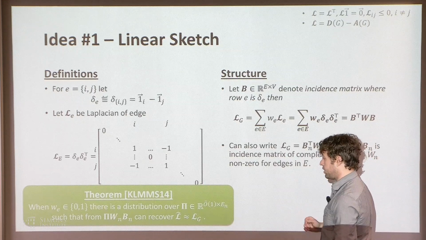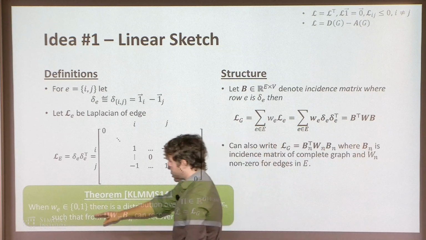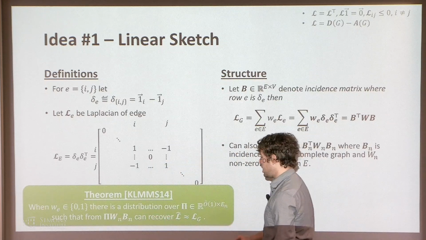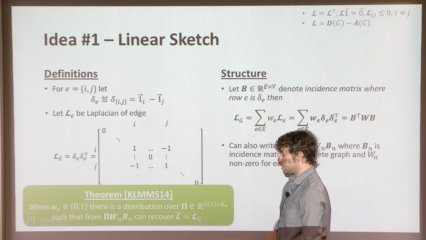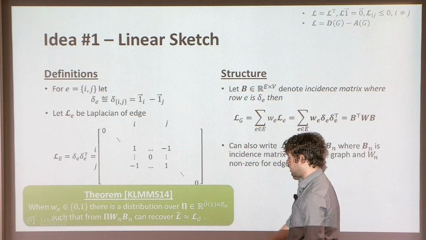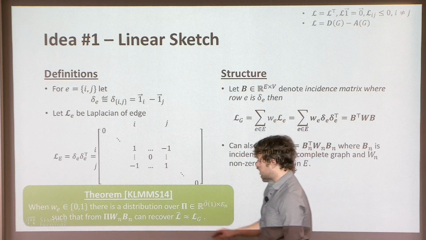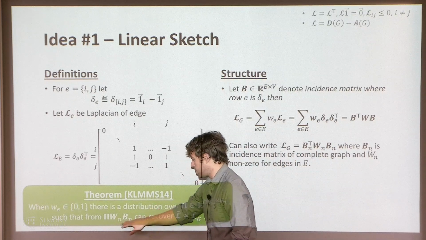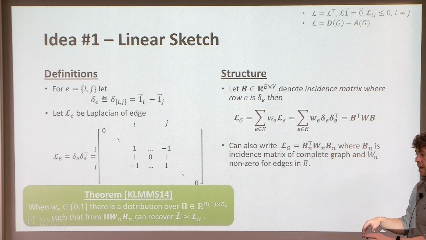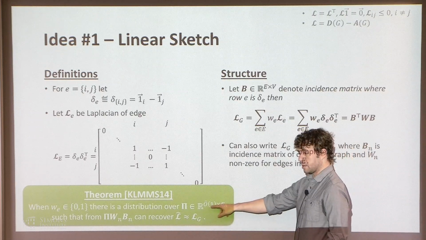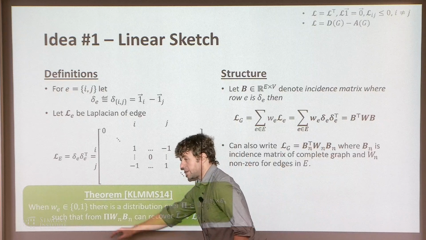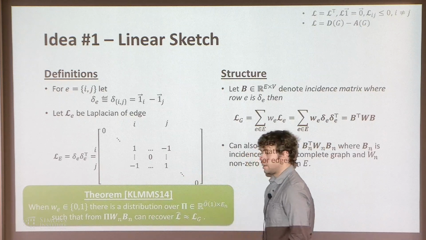It said that if your weights are 0, 1, so you have an unweighted graph essentially, there exists a distribution over matrices such that if we apply that matrix to W^{1/2} B, we get a matrix that is just a log n by n matrix. So Pi has just a log n number of rows. And it's the case that from this sketch, you can recover a spectral approximation to the graph.